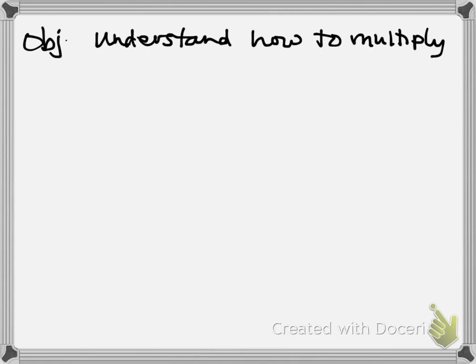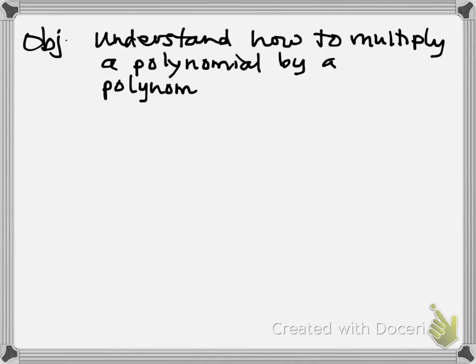Today our objective is to understand how to multiply a polynomial by a polynomial. Now, when I say that, remember, a polynomial could be a monomial, could be a binomial, could be a trinomial, could be anything beyond a trinomial. Okay, so that's our overriding objective. And then we've got 3 methods that we're going to review.